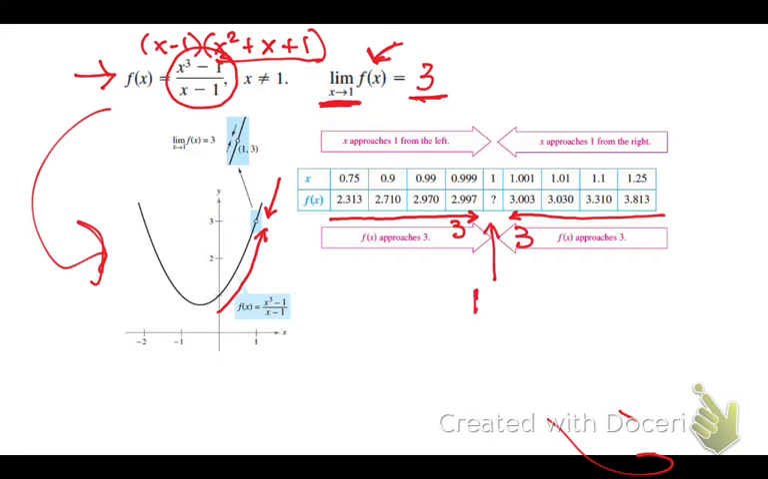Undefined or does not exist, correct? Yes. So there's a difference. We are not asking what it is at 1. It's what is it approaching. Does everyone see the difference between those two statements? Because that is the key to this whole assignment. This whole chapter is understanding the difference of what it is at 1 and what is approaching.